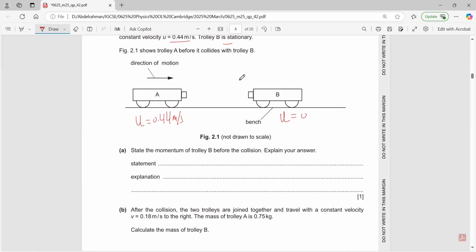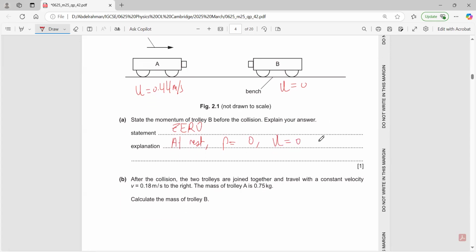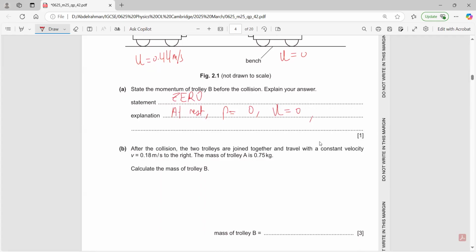If the velocity was 0, the momentum is also 0. Why? Because any object at rest has a momentum of 0. At rest, so the momentum P equals 0, since u equals 0. Also, you can say that P equals mv. The mass cannot be 0, but the velocity can be 0, and therefore the momentum is also 0.